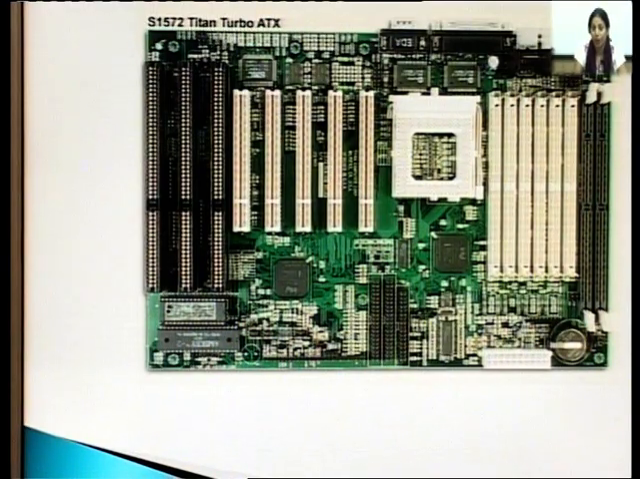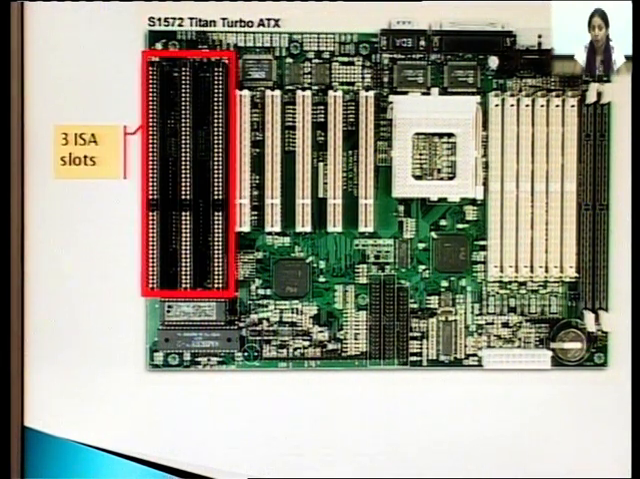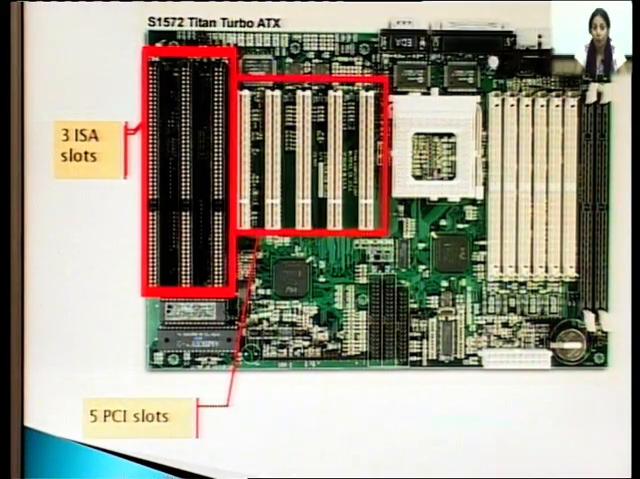So here is the diagram. Basically it is a motherboard on which we are showing various slots. First are your 3 ISA slots. On your motherboard you have 3 industry standard architecture slots. Second, you have 5 PCI slots. PCI means peripheral component interconnect slots.